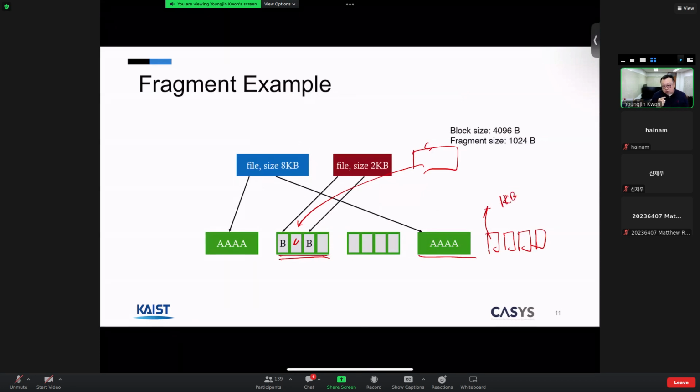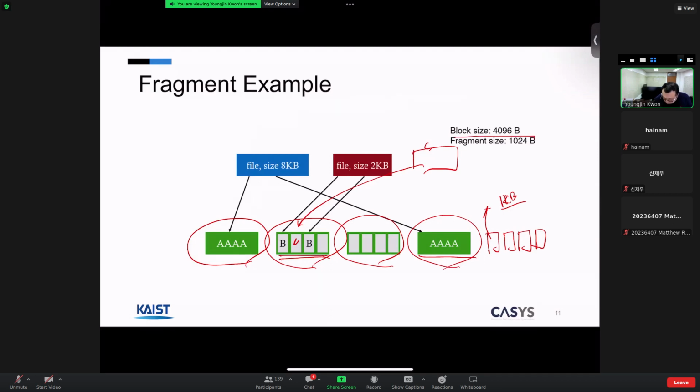But if you are using 4 kilobyte blocks, the fragment is not the unit of read or write. In the file system, you read and write the entire block. In the small block case, if your block size is 1 kilobyte, you have to read 4 blocks, versus in the 4 kilobyte block case you just read 1 block. Therefore, using large blocks gives much better performance.